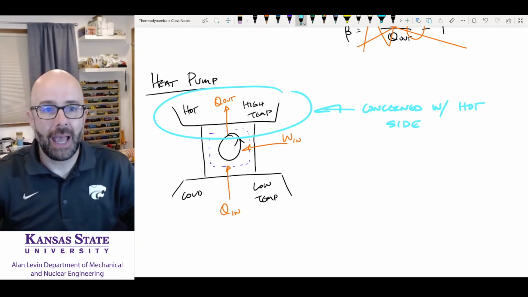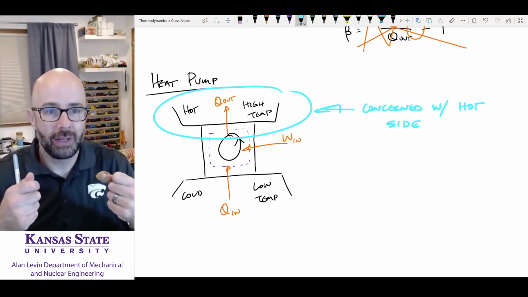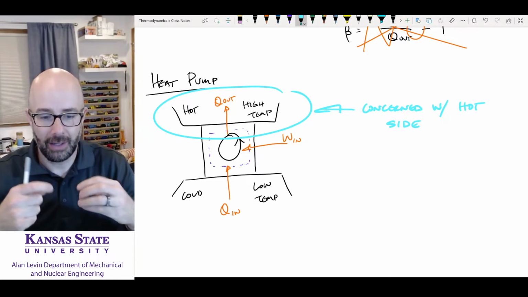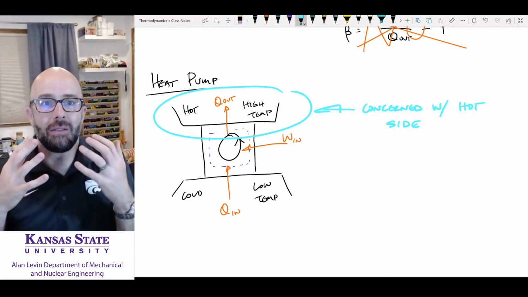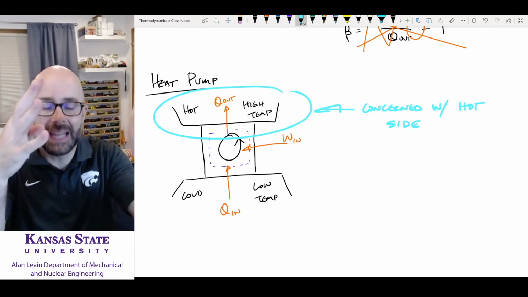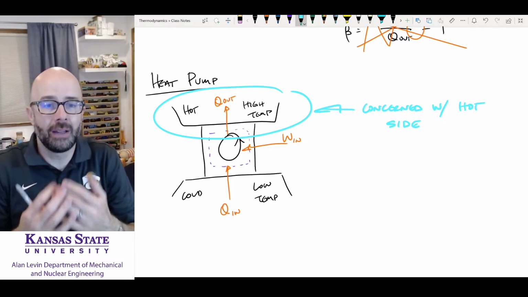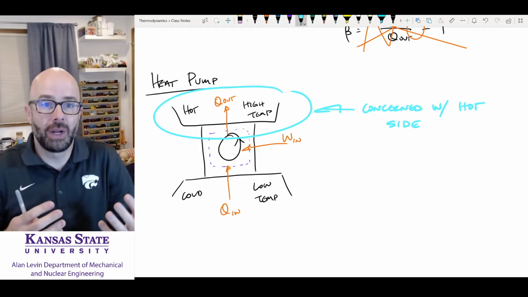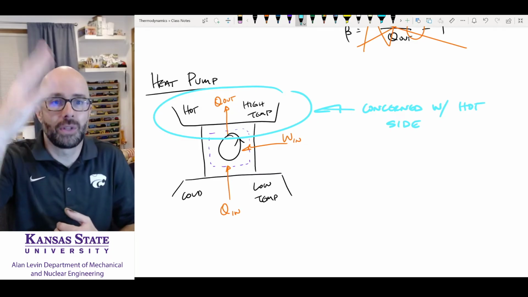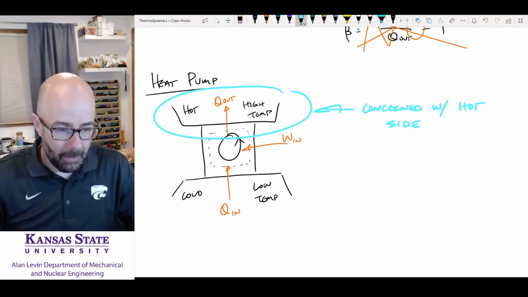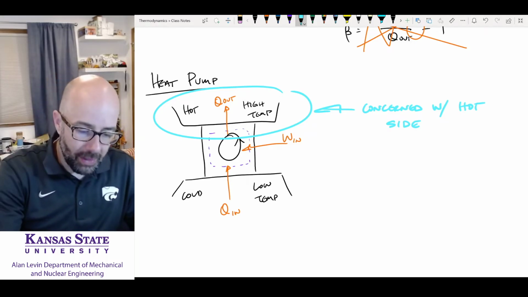Now, what's really happening for a heat pump, we're going to modify it so that it's really concentrating on that flow of heat out and minimizing that Q in. Like a refrigerator, we want it to maximize the Q in and reduce the Q out. But that's what these things are.